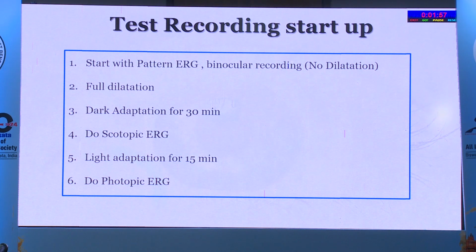When we have to do a number of tests, how do we start? We should start with pattern ERG because dilatation is not required for this test, and it is done binocularly. Then we need to dilate the patient and dark adapt for about 30 minutes. Then we do scotopic ERG. Then we light adapt the patient for about 15 minutes and then do photopic ERG.